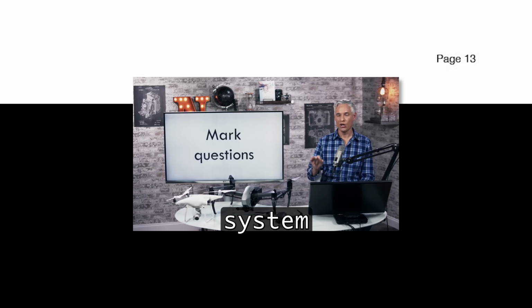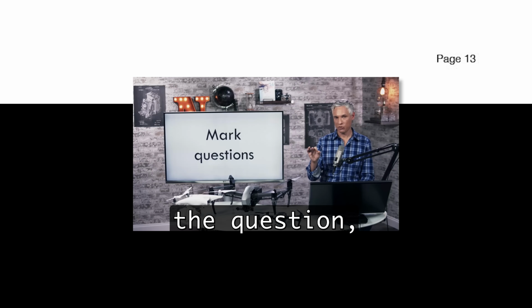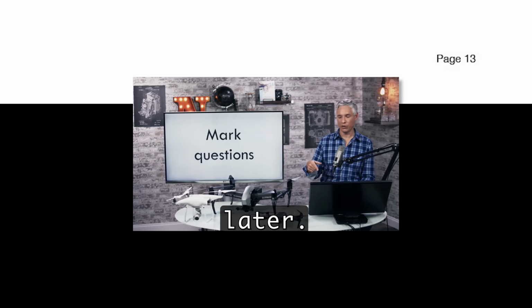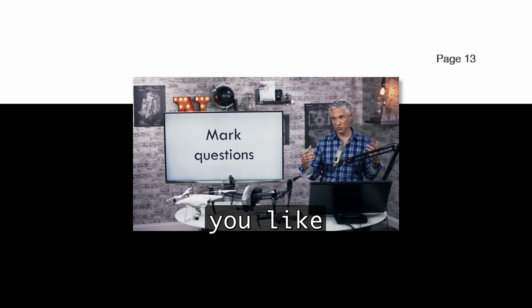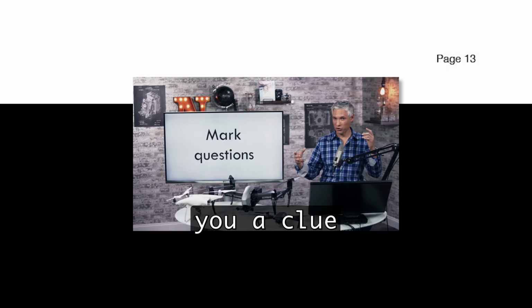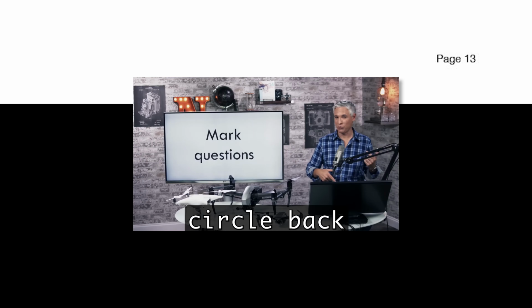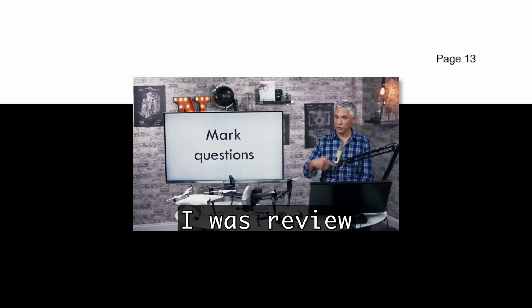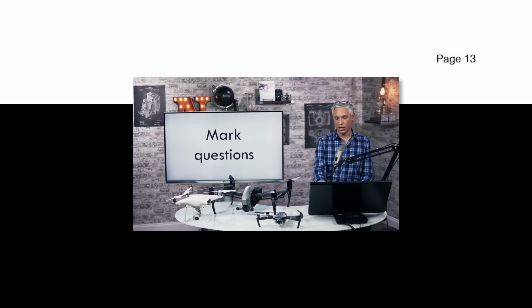The computer system will give you the option to answer the question, but there's a mark button. If you're unsure about something, mark it. Answer it. Give your best answer, but mark it, and you can come back later. Sometimes you'll see a later question where the information in the question itself will give you a clue about an earlier question, and you'll be able to circle back and figure it out, or maybe you'll look at the legend and remember, oh. Anyway, I always review those marked questions afterwards.